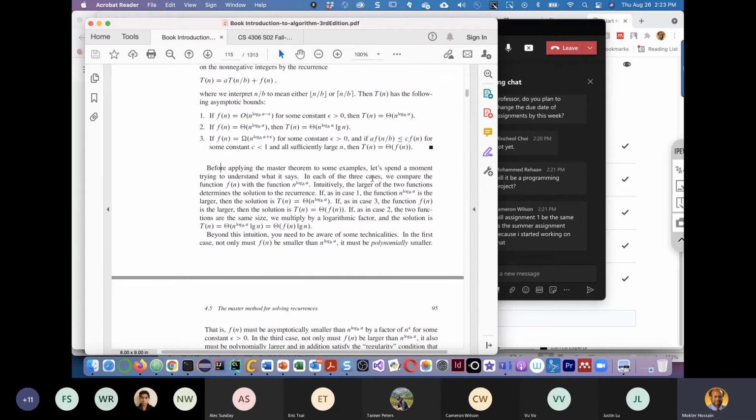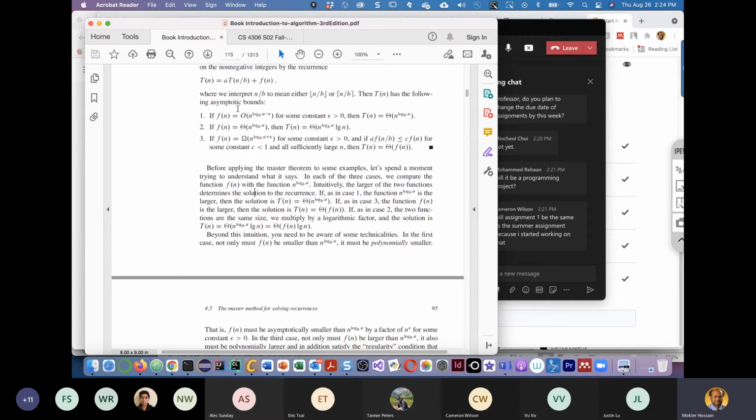says. In each of the three cases, we compare the function f(n) with the function n to the power log_b a. So intuitively, what we are having here, the larger of these two, the larger of the f(n) and n to the power log_b a determines the solution of the recurrence.